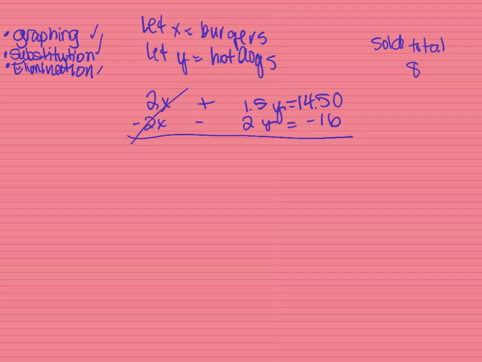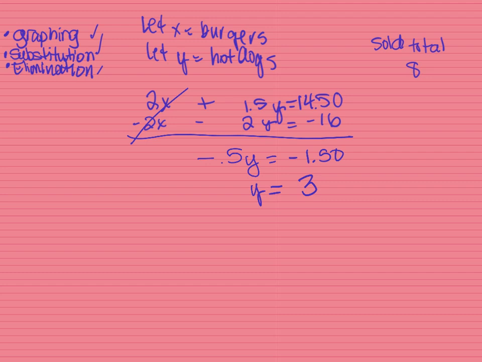We can eliminate our x's. So now I'm going to get -0.5y equals -1.50, or -150 cents. And y is going to equal 3. So we sold 3 hot dogs.